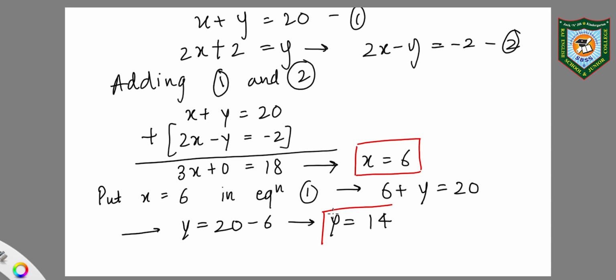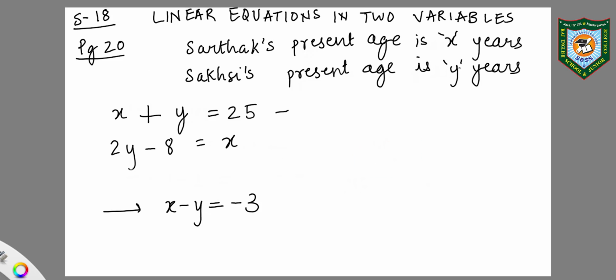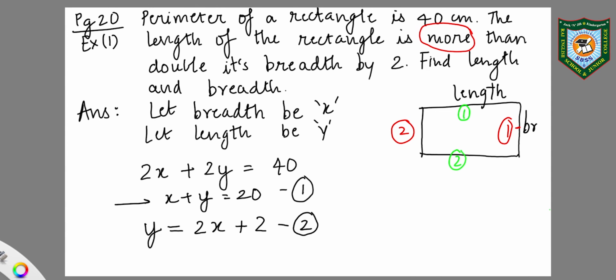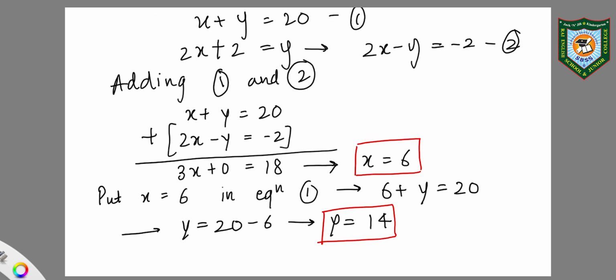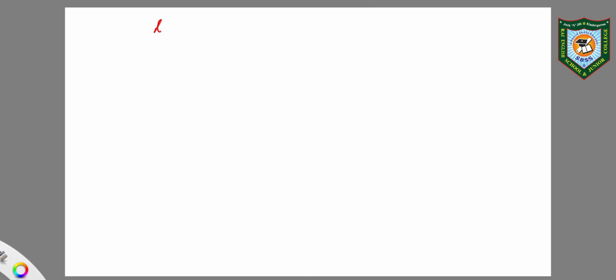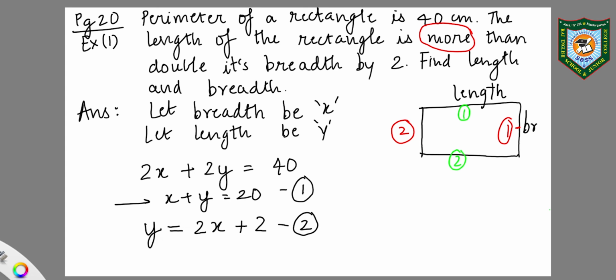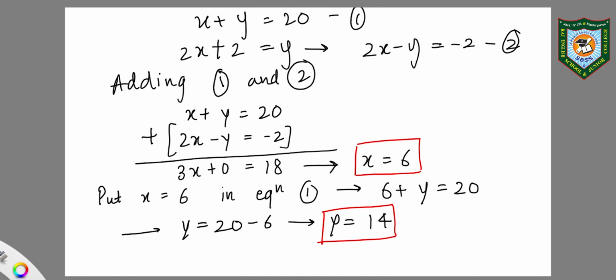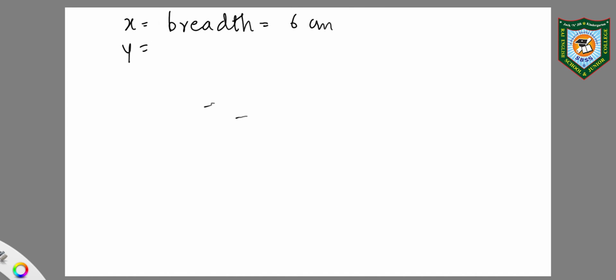Now let's see what our x was and what our y was. So back to our question, we had our breadth as x. So in the next slide, x is equal to breadth is equal to 6 centimeters, and we had our length as y, which is 14 centimeters. So y is equal to length is equal to 14 centimeters.